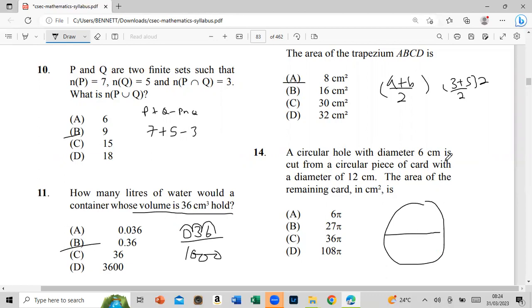A circular hole with diameter 6 is cut from a circular piece of cardboard with a diameter 12. Get what I am saying? They are weird, isn't it? So this is cut from the original one, right? Which is 12. So this part is 6. The original was 12. So you cut out this out of this.